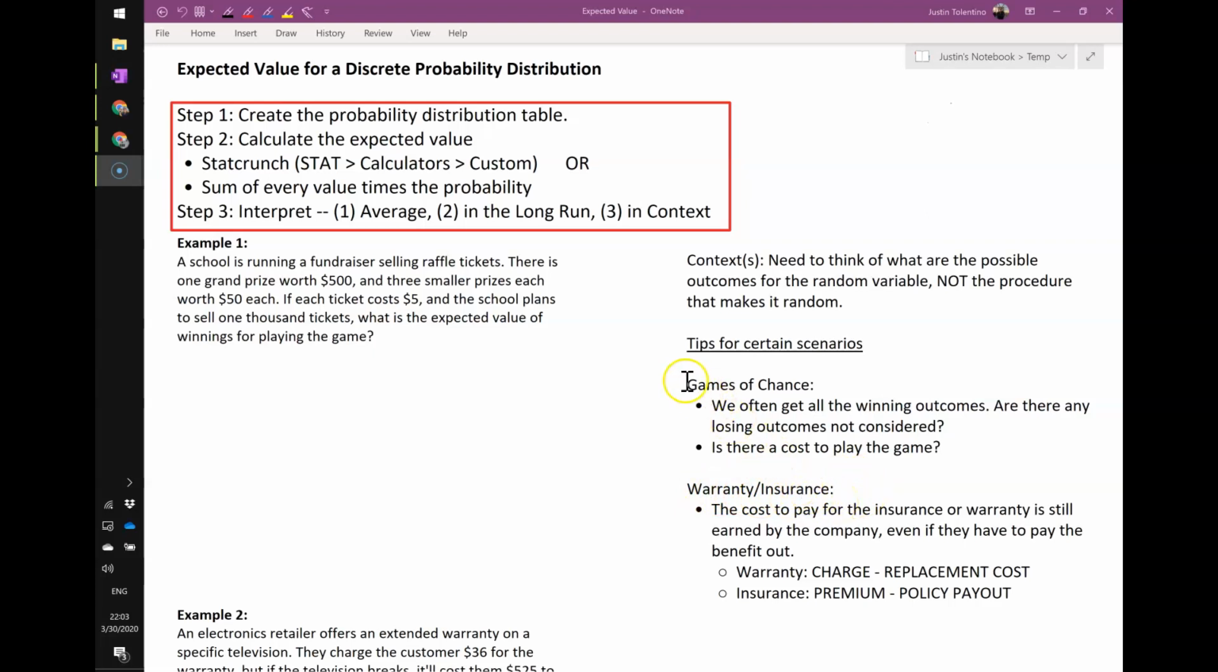When we're looking at games of chance, a lot of times in our word problems we're going to look at what the winning outcomes are. But implied in any game of chance, there's a chance of losing, and it might not be listed. So we want to make sure we consider the probability of losing when we're building our table. And second, if there's any cost to play the game, we could either put that into the table itself, or we can just consider it as something we're losing at the very end after we calculate the random variable's expected value. So let's take a look at an example of that, in example one here.